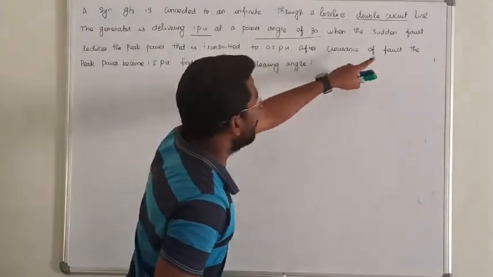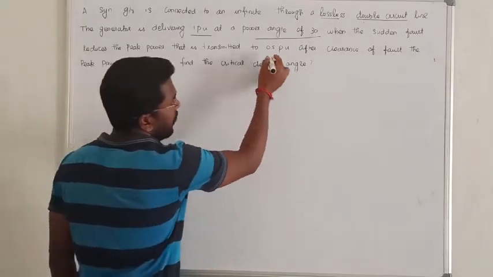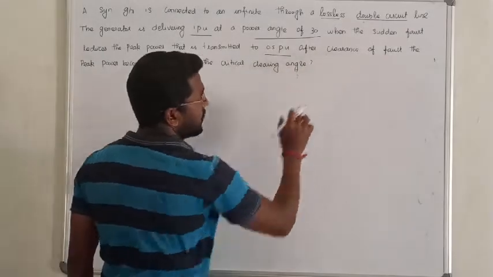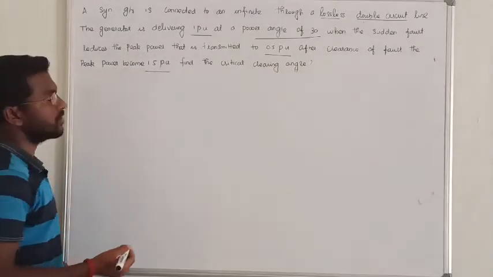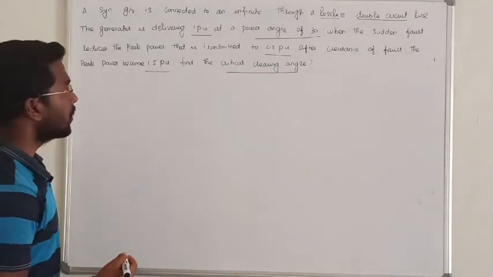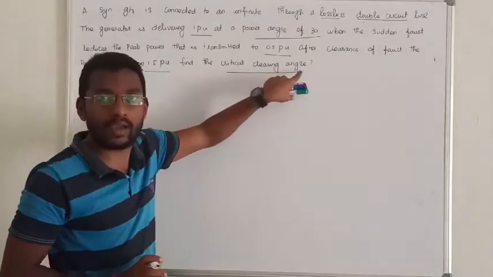Next, a sudden fault reduces the peak power that is transmitted to 0.5 per unit. Now, after the clearance of fault, the peak power is increased to 1.5 per unit. Then find the critical clearing angle. That is the question, right? So in the question, first, what have they asked? Find the critical clearing angle, right?